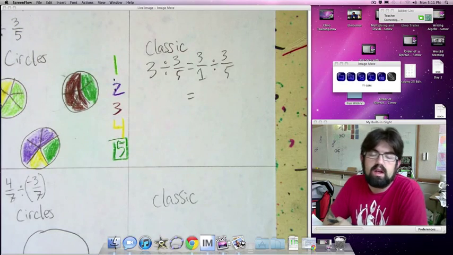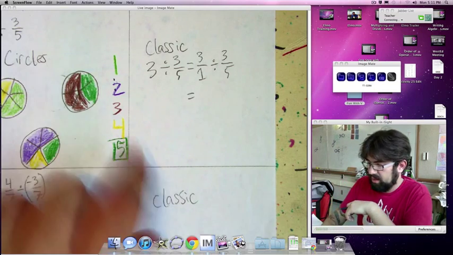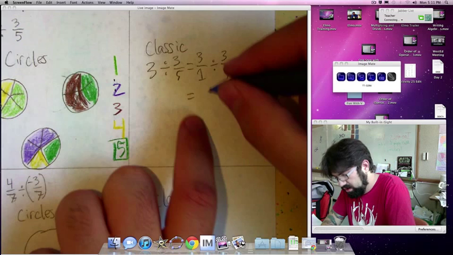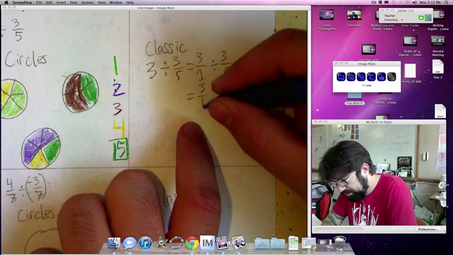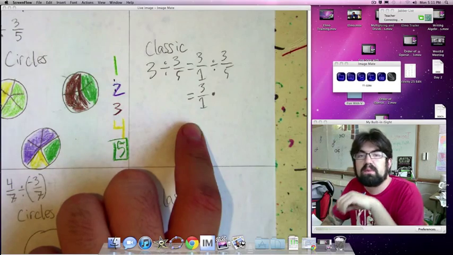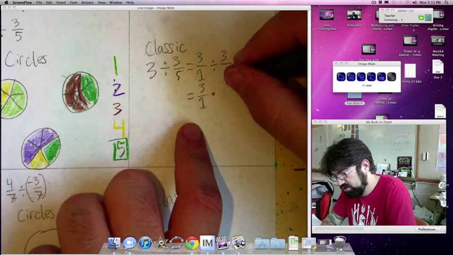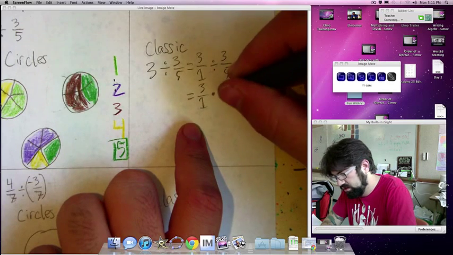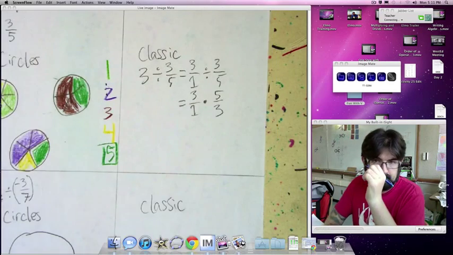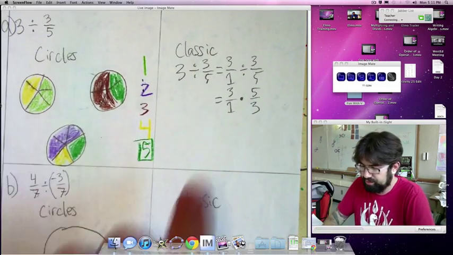Next, you can do this a few different ways, but basically here's the main way. I would keep the front the same. Skip. I'm going to times by the reciprocal. You don't divide by 3/5, you multiply by the reciprocal, which is 5/3. Okay? Because think about it.